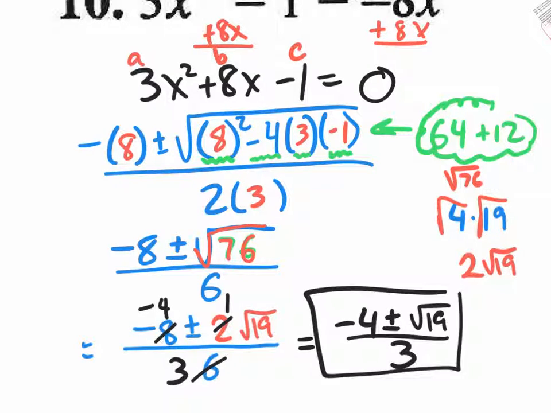Now, if you look at the back, they're not going to give you that answer. They're going to give you a decimal approximation, right? Because the square root of 19 is about 4.3 or 4.4, and they actually go through and add and subtract the 4.3, giving you different decimal answers. But this is what you're going to be seeing as an answer on the final exam.